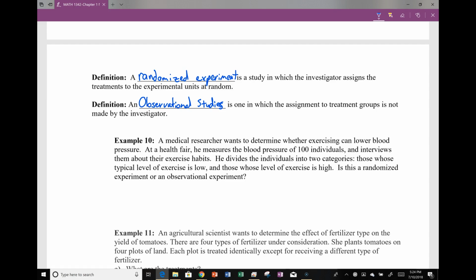In a randomized experiment, on the other hand, you get to control, again, this person gets this treatment, this person gets another treatment. Plants. This plant gets sunlight, this plant does not get sunlight. That is a randomized experiment because you control that.